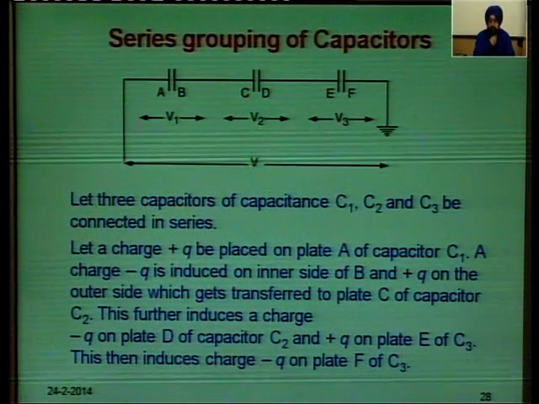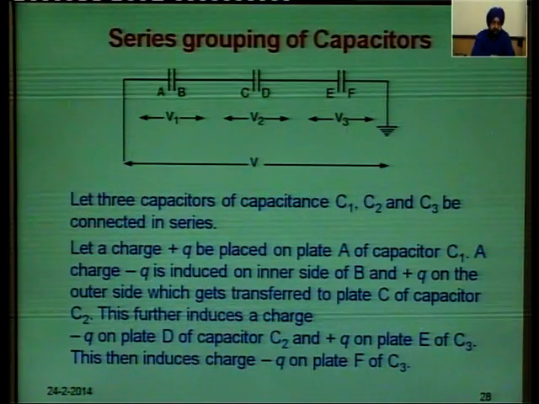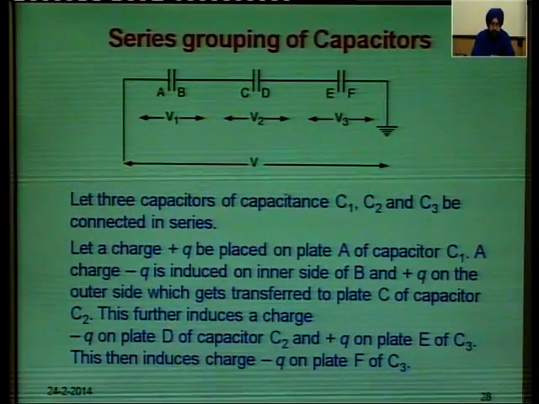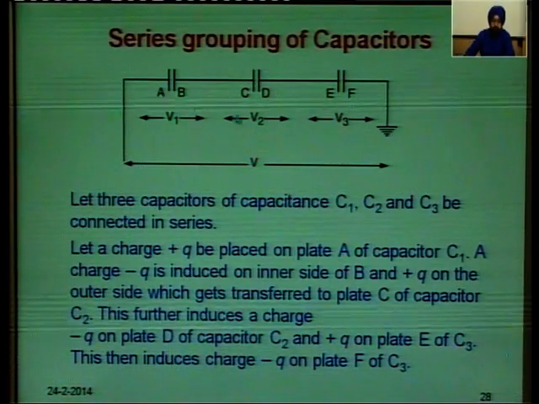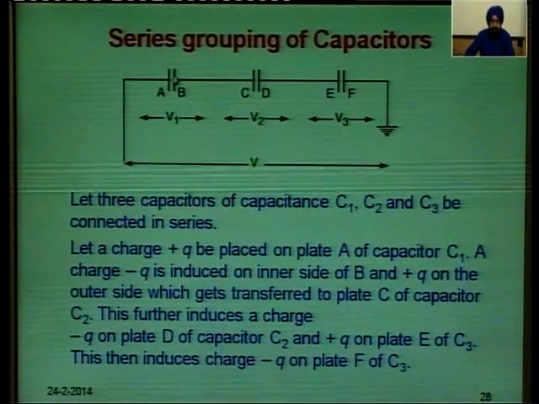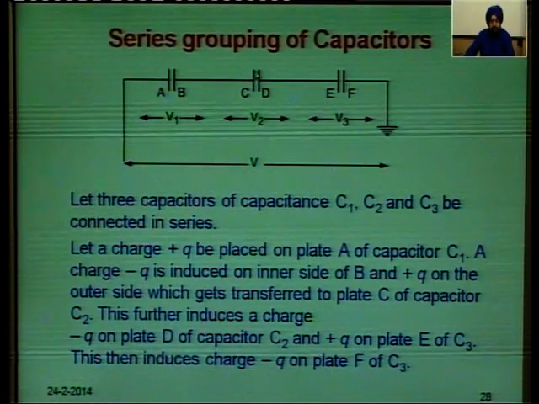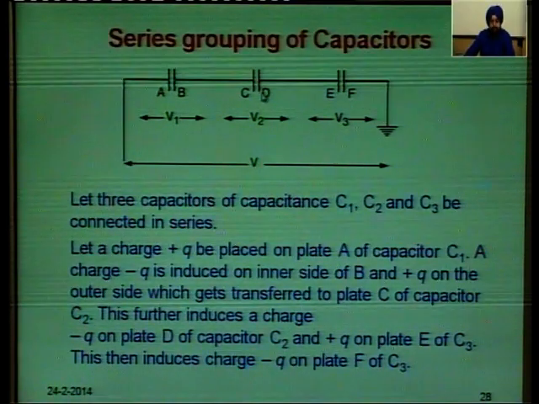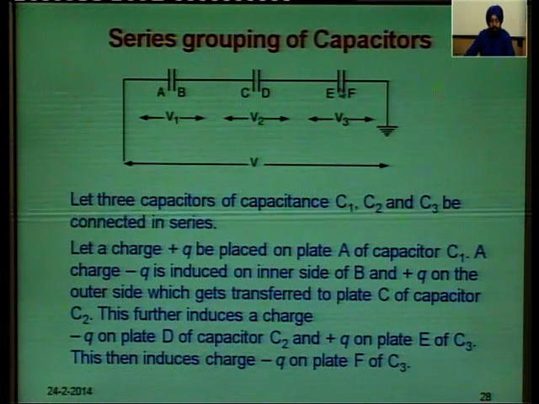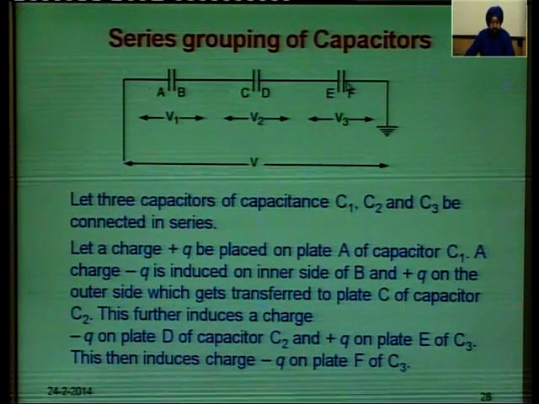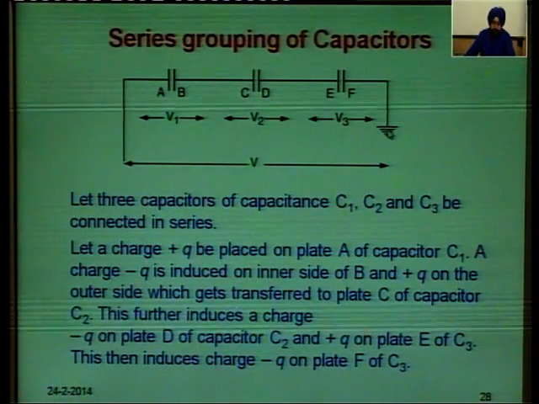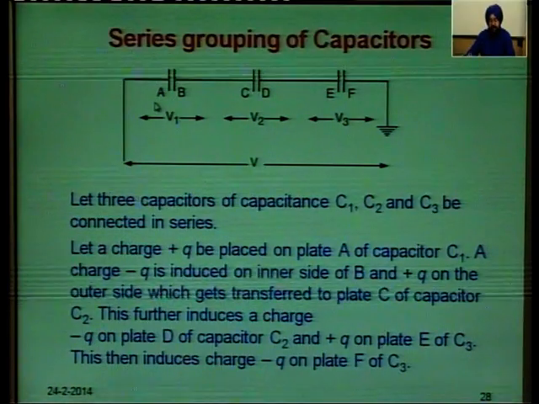In combination of capacitors, first is series grouping of capacitors. Let us consider three capacitors. Say the value of these capacitors are C1, C2 and C3. Second plate of C1 capacitor is joined to the first of the C2. Second of C2 is joined to the first plate of C3, and the second plate of C3, that is capacitor 3, is earthed. This is how we say that they are combined in series.